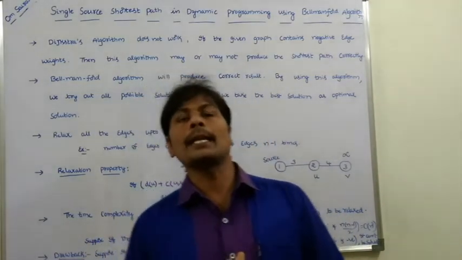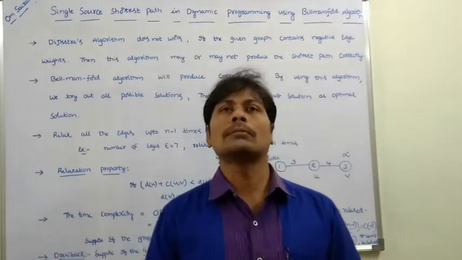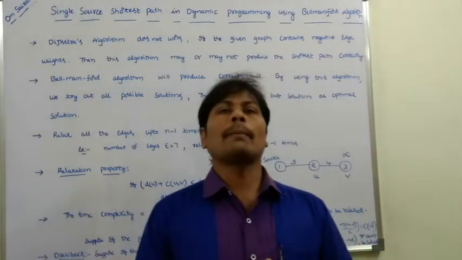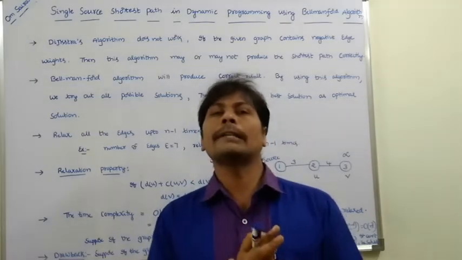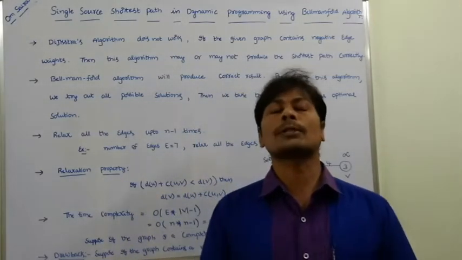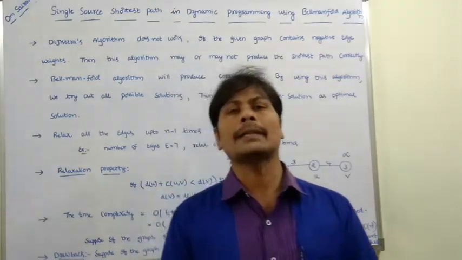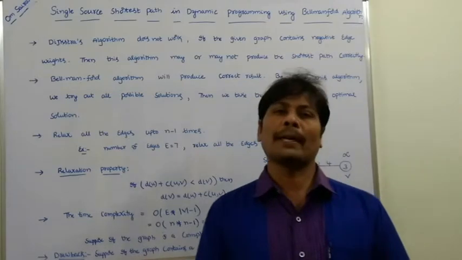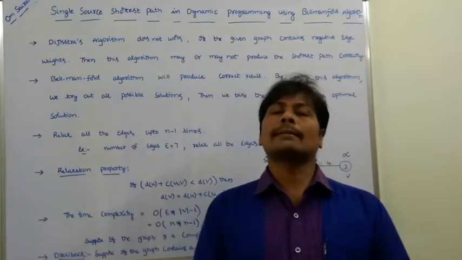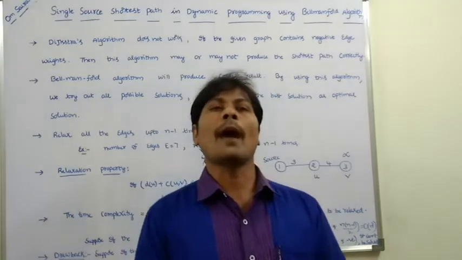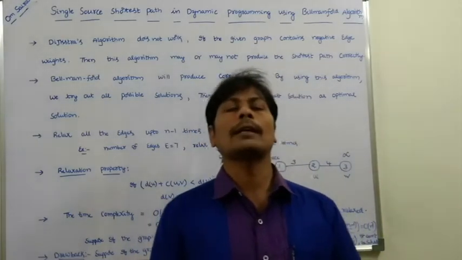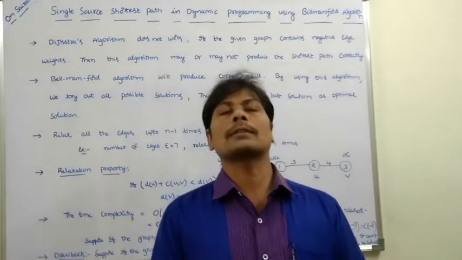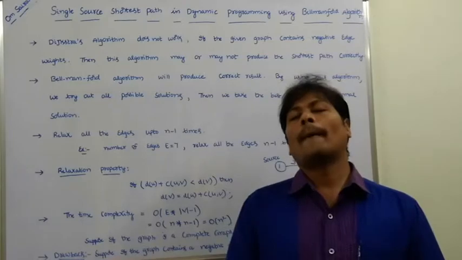The single source shortest path problem exists in the greedy method and also in dynamic programming. So what is the difference between the single source shortest path problem in the greedy method and in dynamic programming? In the greedy method we use an algorithm called Dijkstra's algorithm for finding the single source shortest path.